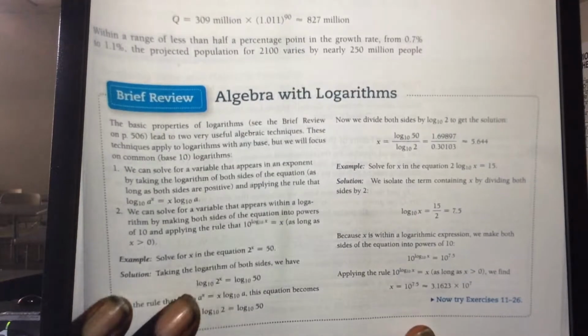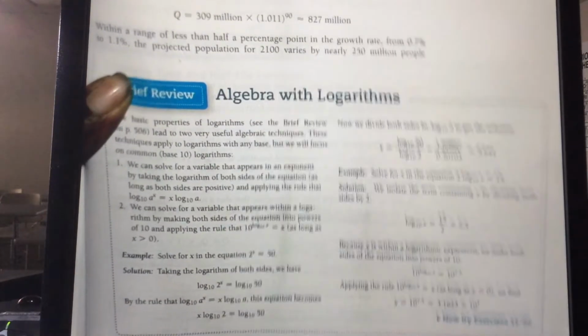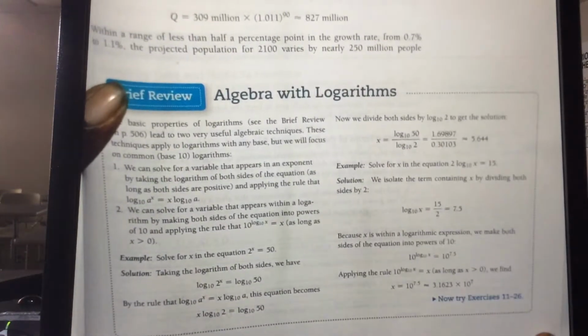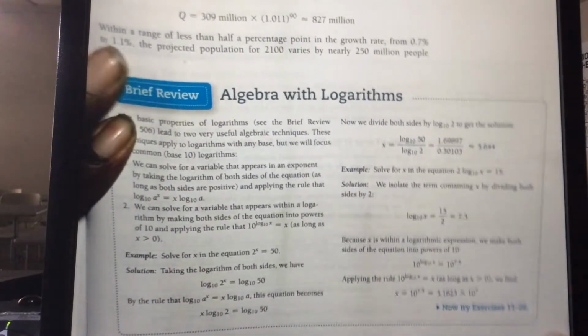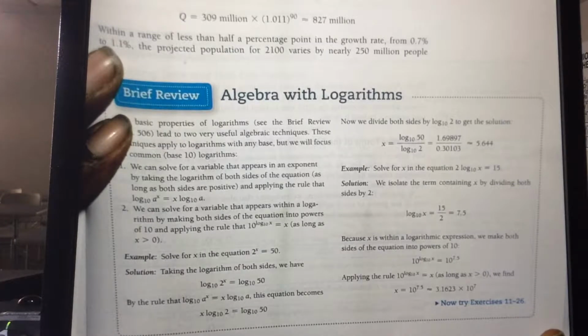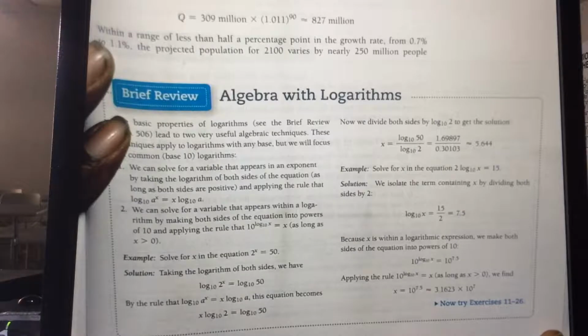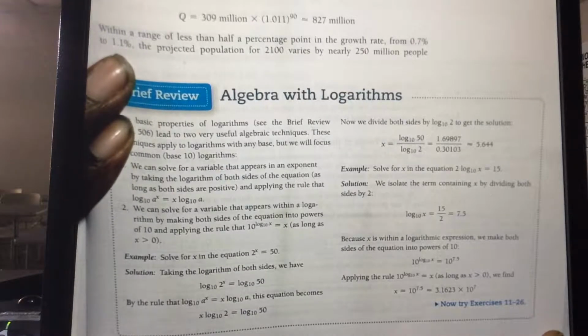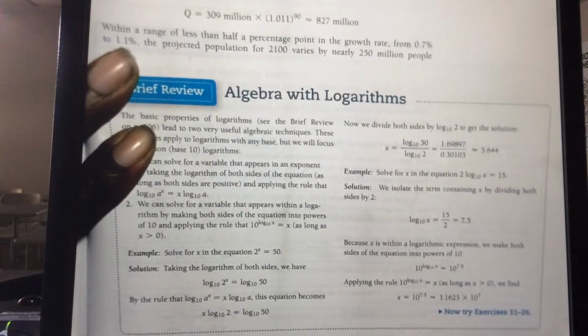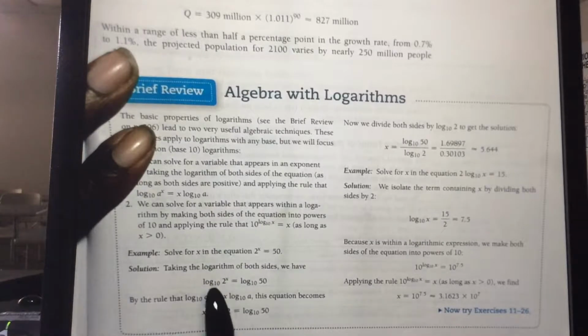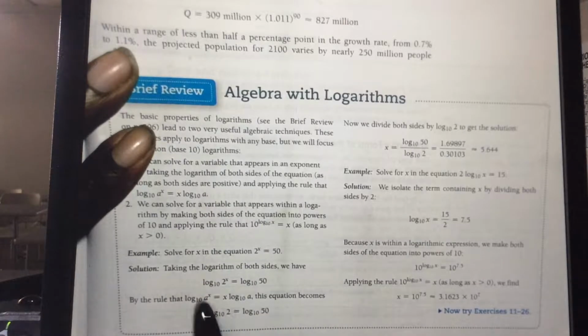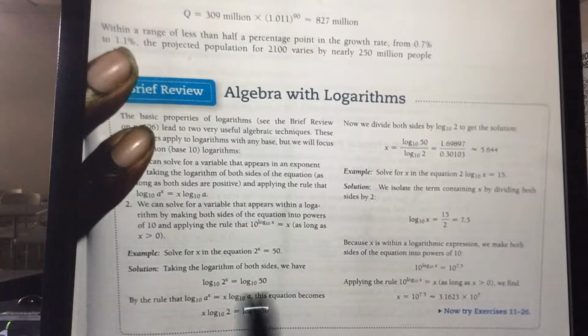So like in this example, and we're going to do a few of these to start off with, and then we'll go into the topic of exponential functions here. In this example, you're going to solve for x in the equation 2 to the power of x equal to 50. So the first thing we do here is take log to the base 10 on both sides of this equation, or we can just simply take the log on both sides, as you can see here.